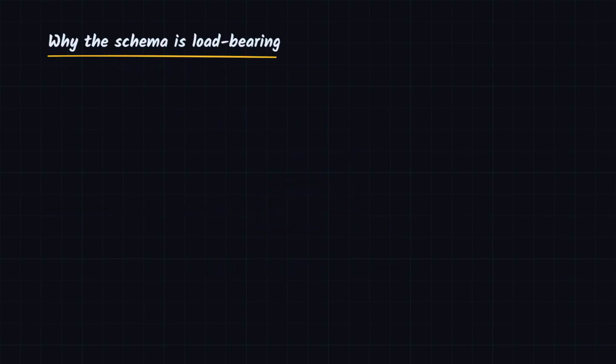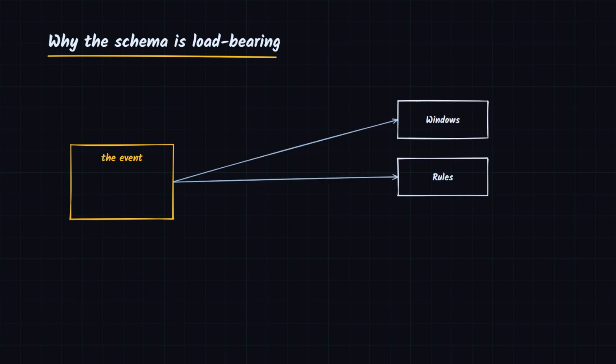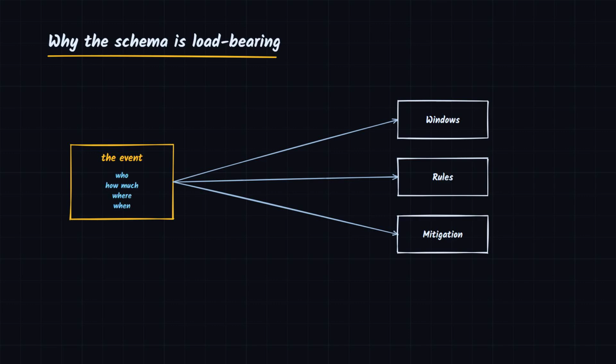Before a line of rule logic, you design the event. This schema is load-bearing. Every window, every aggregate, every mitigation rule downstream reads these fields. Get it wrong, and every consumer pays. So you model for the questions you'll ask later. Who, how much, where, on what card, and exactly when.